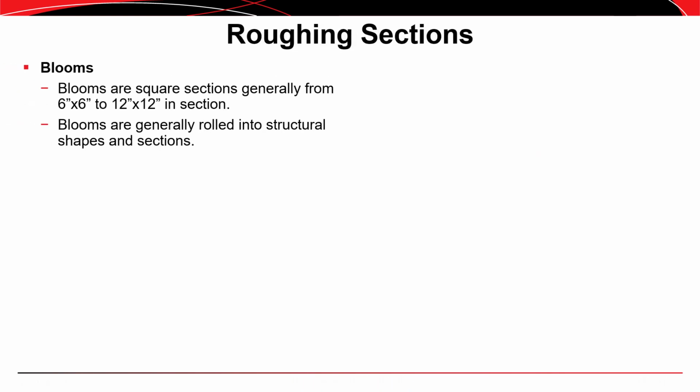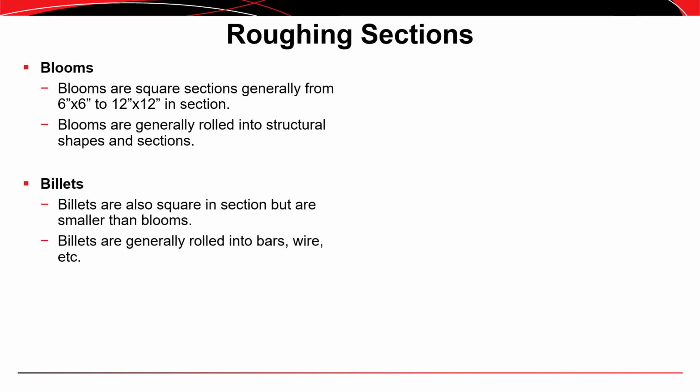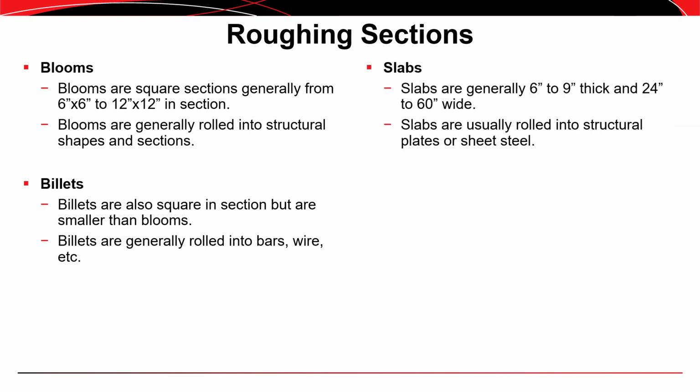Okay, the rough sections that we deal with are shown here. So we have blooms, billets, we have slabs, and near net sections. So a bloom is basically a square section that's roughly 6 by 6 or 12 by 12 in cross section. And these are generally rolled into structural shapes or structural sections. Billets are also square in section, but are smaller than blooms, and billets are generally rolled into smaller products like bars or wires. A slab is something that's usually rolled into a structural plate or sheet steel, and slabs are generally 6 to 9 inches thick and 24 to 60 inches wide.